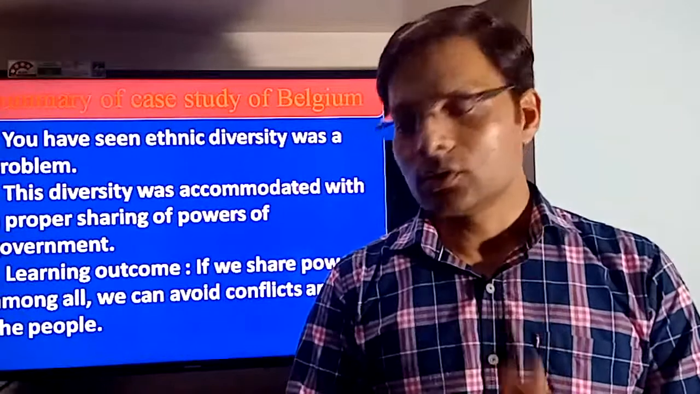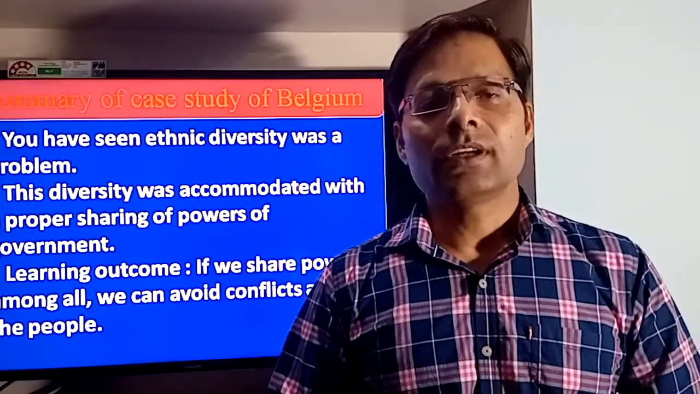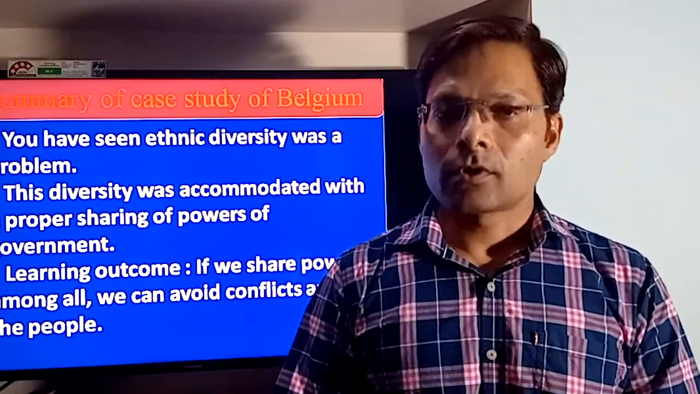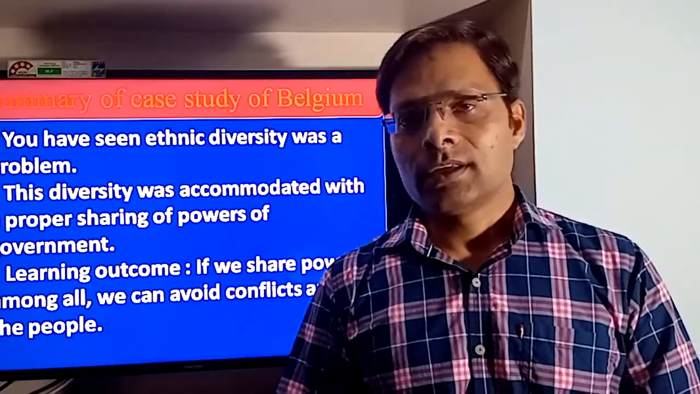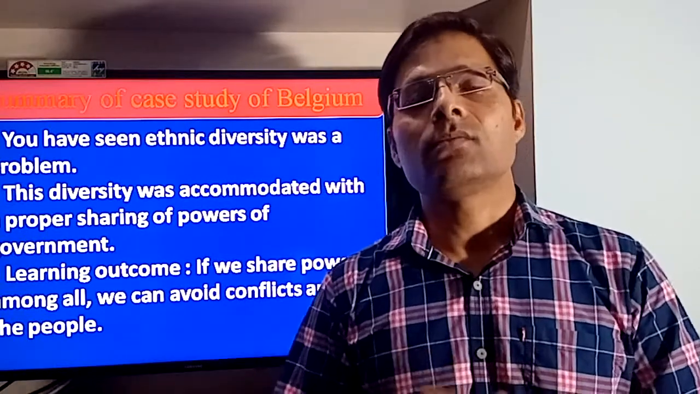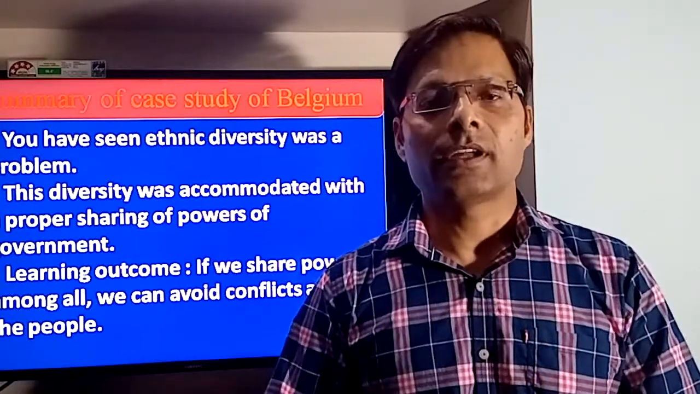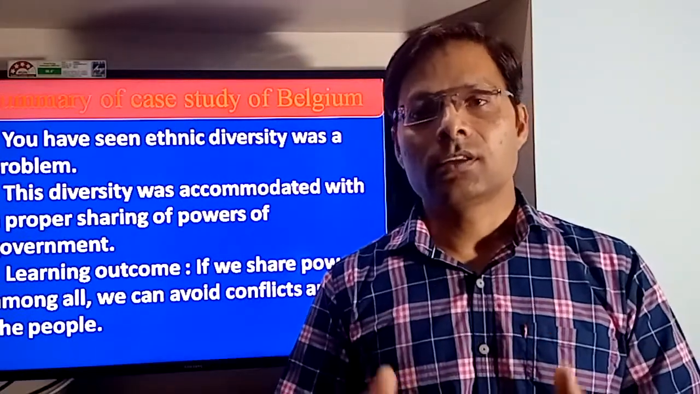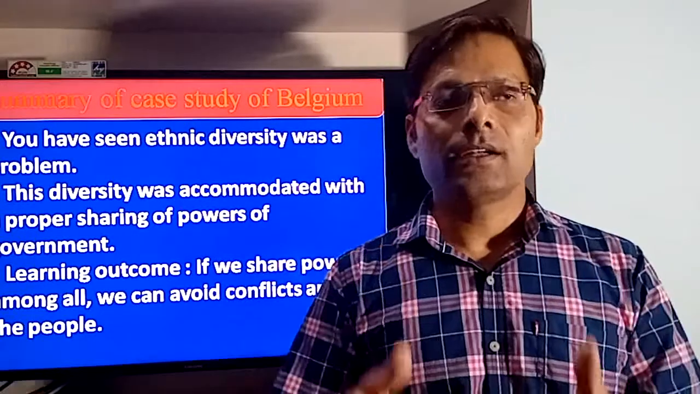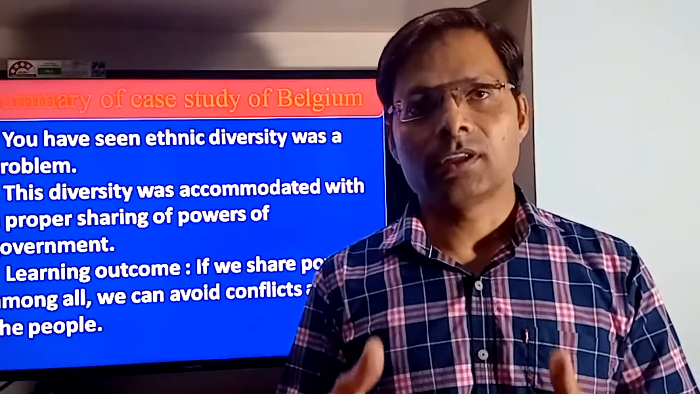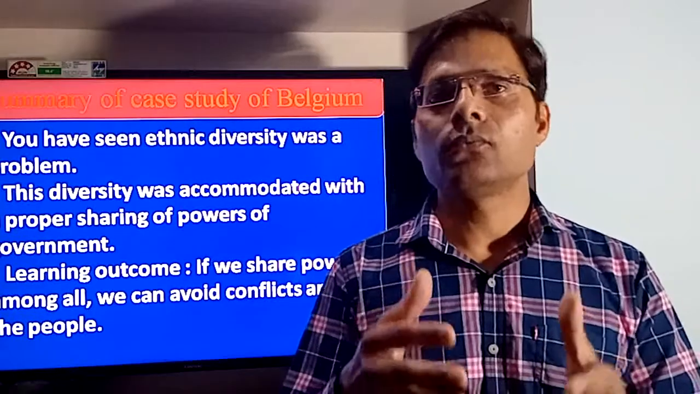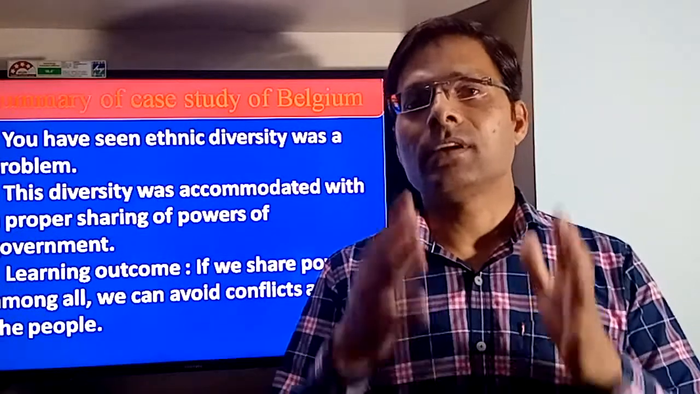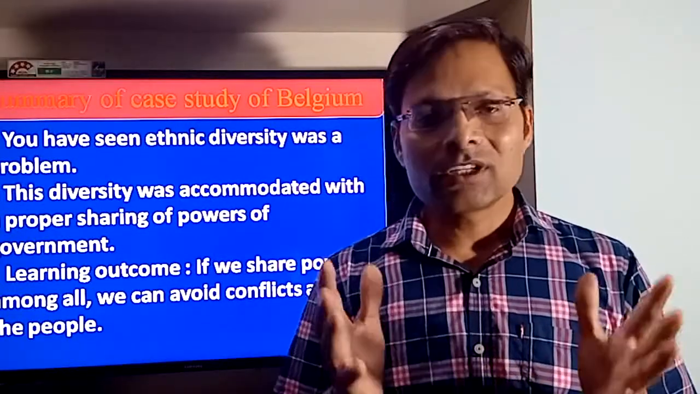Now we are going to sum up the topic. Firstly, we have seen that due to ethnic diversity, problems arose in Belgium. Secondly, we have seen that this diversity was easily accommodated by the political members of the country, and they negotiated the matter. They divided the power among them equally, and on an equal footing they moved forward, and in this way the country is living in harmony. Okay, so what is the learning outcome?